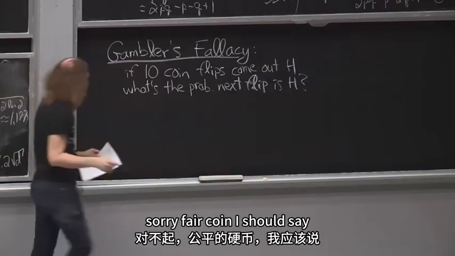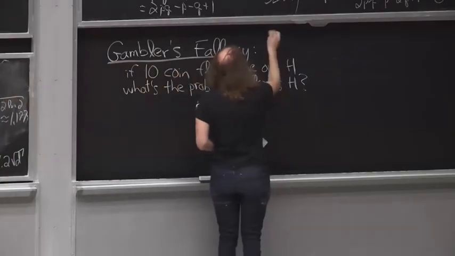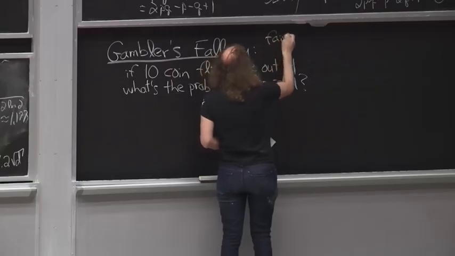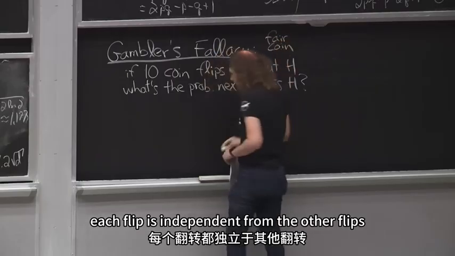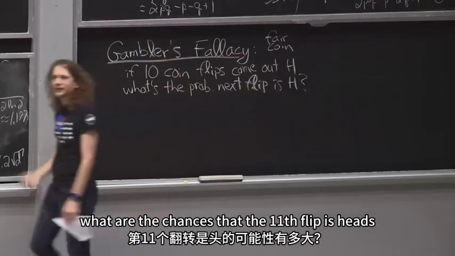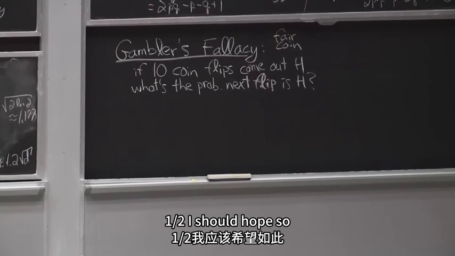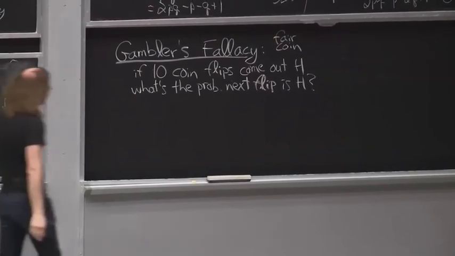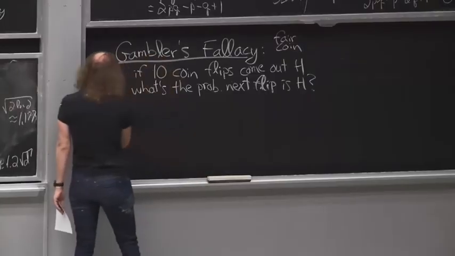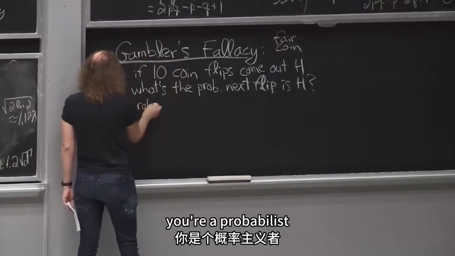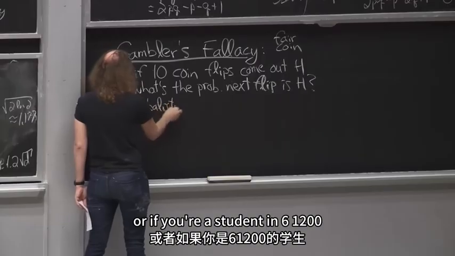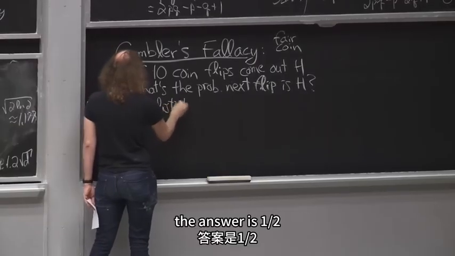Sorry, fair coin, I should say. I'll give you a fair coin. Each flip is independent from the other flips. What are the chances that the 11th flip is heads? A half. I should hope so. If you're a probabilist, or if you're a student in 6-1200, the answer is 1/2.